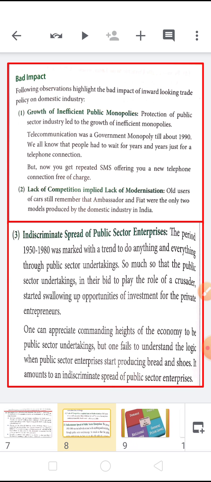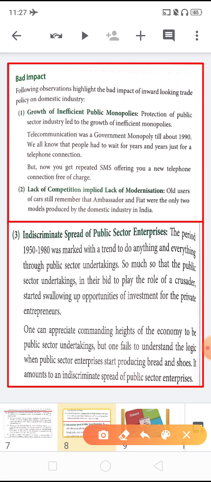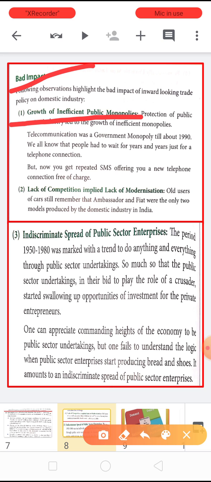Now we are looking at the bad impact of the inward looking trade strategy. So, children, the following observations highlight the bad impact of inward looking trade policy on domestic industry. The first one is growth of inefficient public monopolies. So, children, the production of the public sector industry led to the growth of inefficient monopolies.